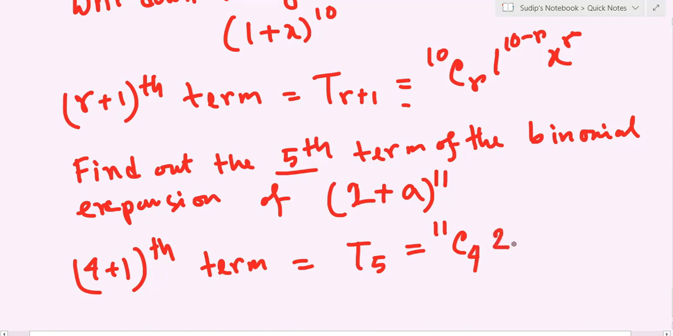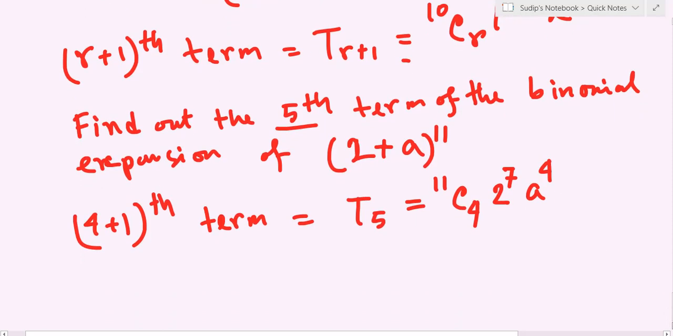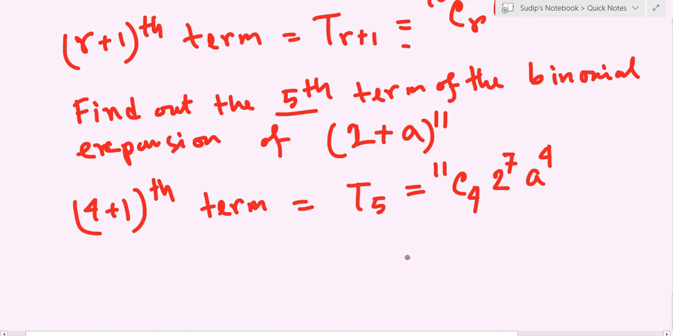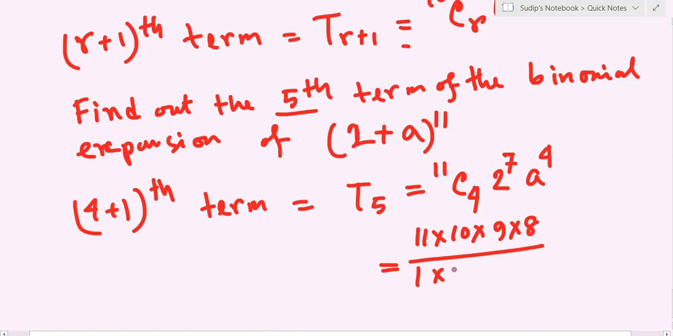Now 2 to the power 11 minus 4 equal to 7, 2 to the power 7, and a to the power 4. So you can simplify it like this. 11C4 means 11 into 10 into 9 into 8 divided by 1 into 2 into 3 into 4, into 2 to the power 7 into a to the power 4.